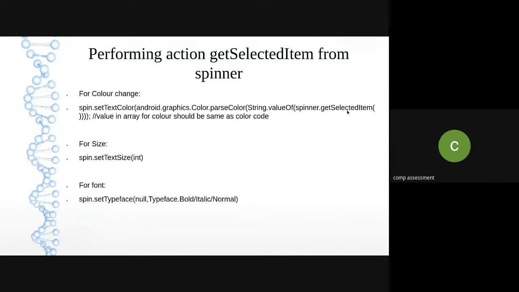For that, spinner.getSelectedItem, which I'm passing as a string. So String.valueOf, whatever value is at a particular index, it will return that color. By using Color.parseColor, it will parse that particular string into a code understandable by my text view, and that color effect will be given by using setTextColor. setTextSize will change the size, and as I mentioned, setTypeface.